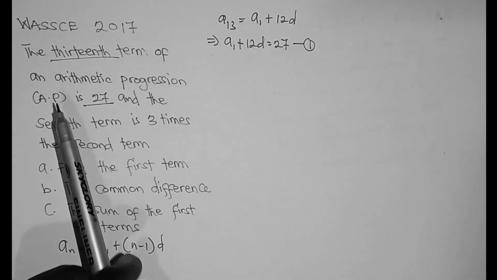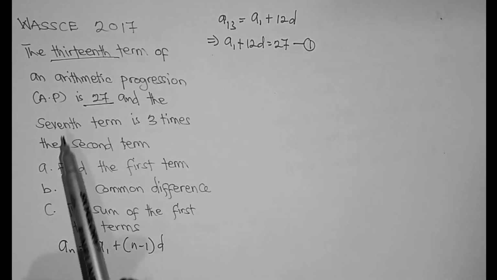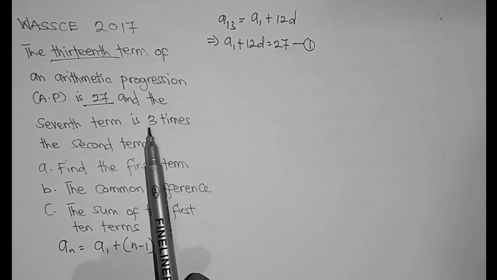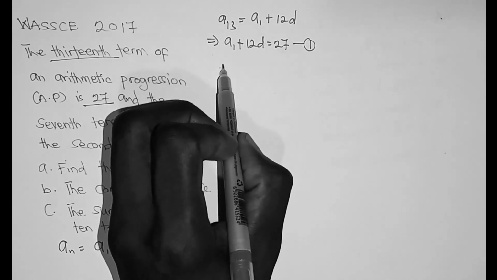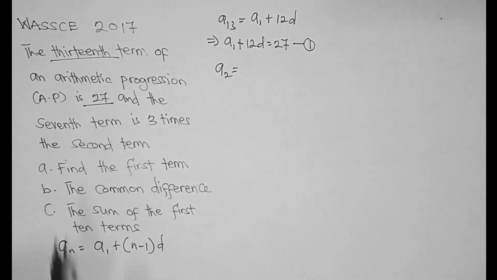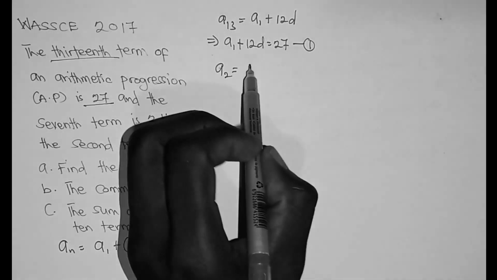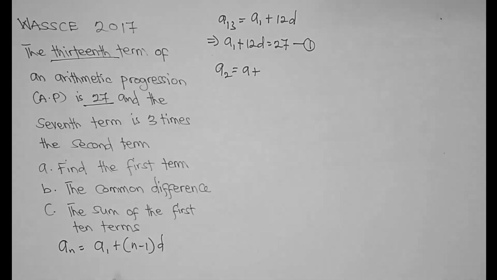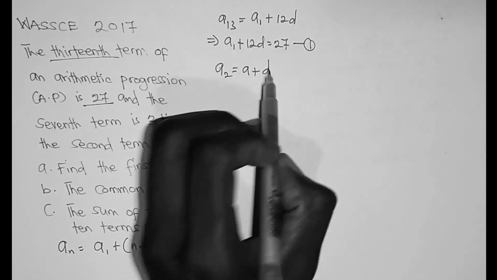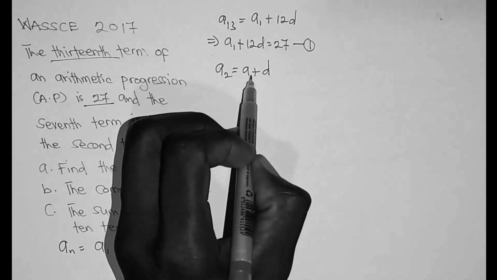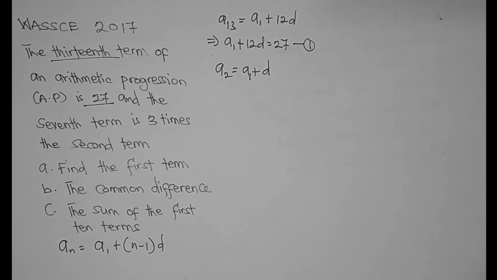And then the question also says that the 7th term is 3 times the second term. So let's find the second term, A2. A2 is equal to A1 plus (n minus 1)d. N is 2, 2 minus 1 is 1, and 1 times d is d. So A2 is A1 plus d.